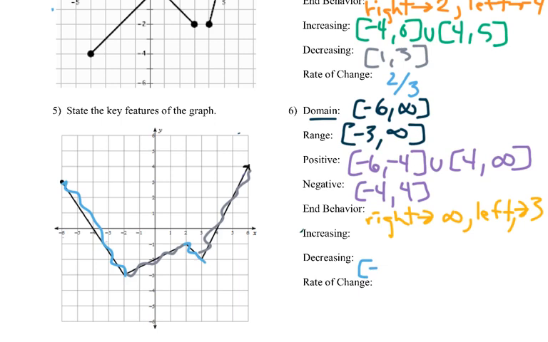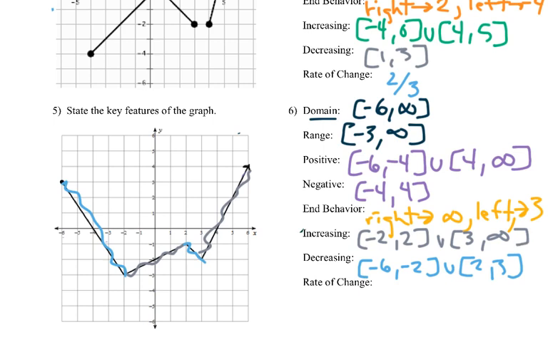So decreasing, we'd start at -6 till we got to -2. Then it increases from -2 to +2. Then we're back to decreasing from 2 to 3. And finally, we finish with increasing from 3 to infinity.